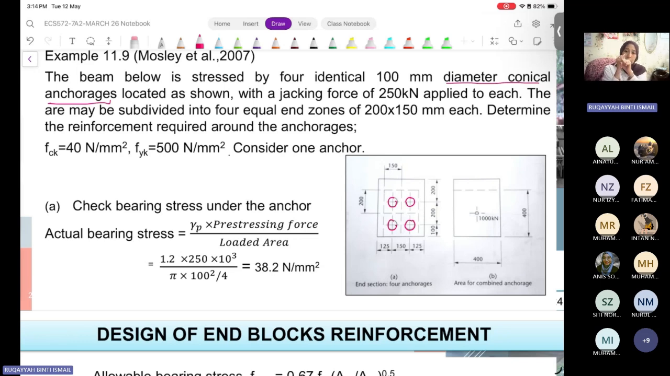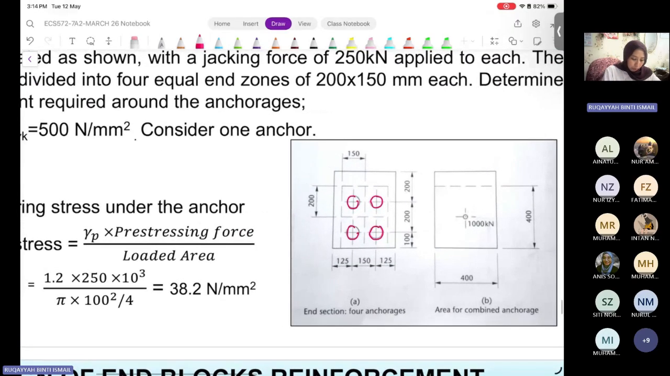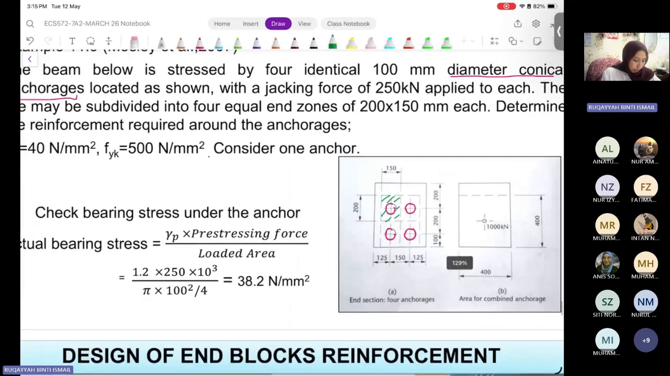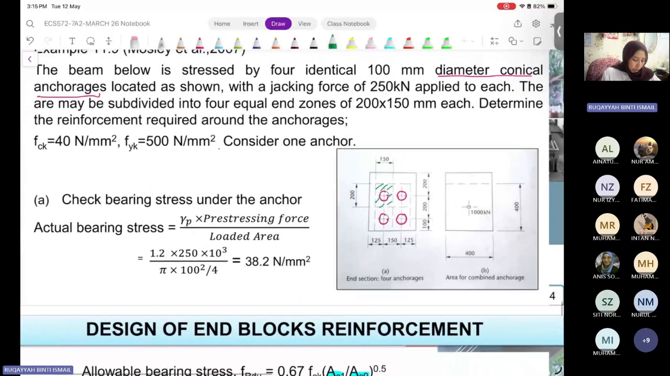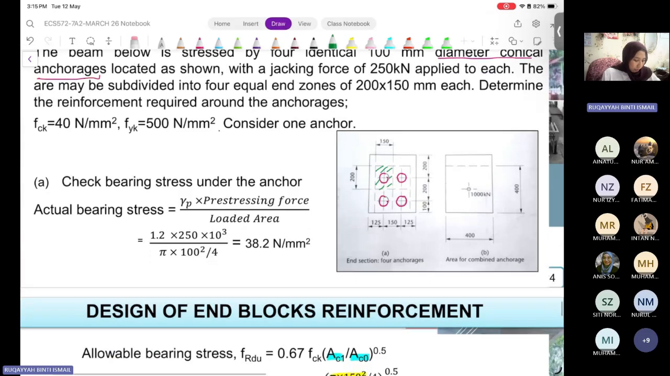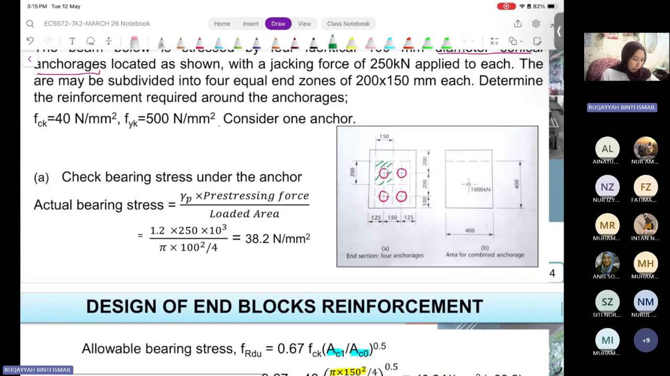So for each one, it will apply a 250 kN pull. When the area is divided into 4 equal zones, we have 200 times 150, meaning each area is 200 times 150. So determine the reinforcement required around the anchorage. How much do we provide? Each anchorage will have a loop of shear link, to strengthen the end part of the beam near the anchorage system. fck is 40 MPa, fyk is 500.